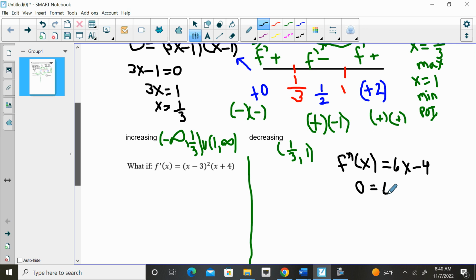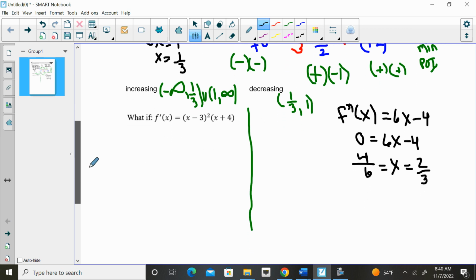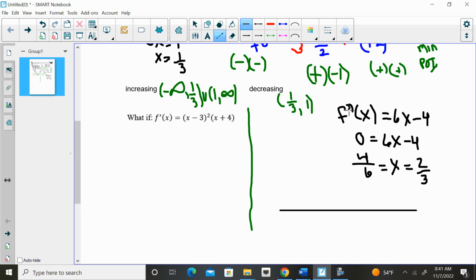So 6x minus 4 equals 0. Add 4 to both sides, and then divide both sides by 6. I get 4/6, which I hope we can easily reduce down to 2/3. Okay, so we get a value in between 0 and 1, which makes it easy to decide that when I go to do my number line, all I have to put on there is 2/3.